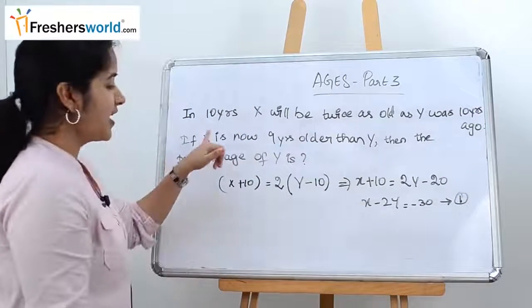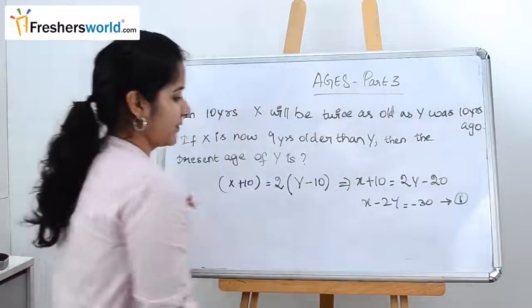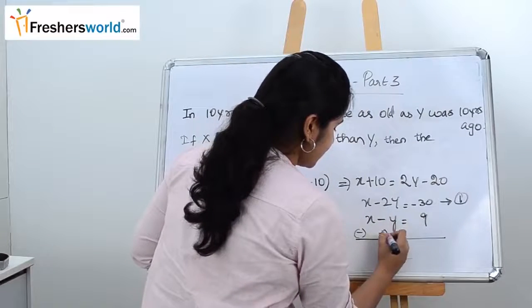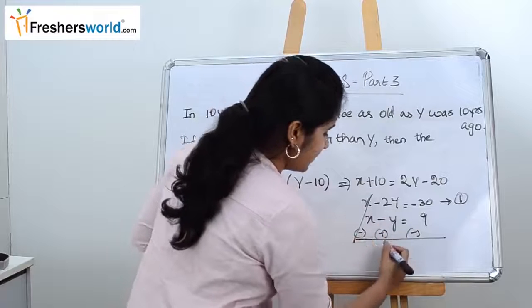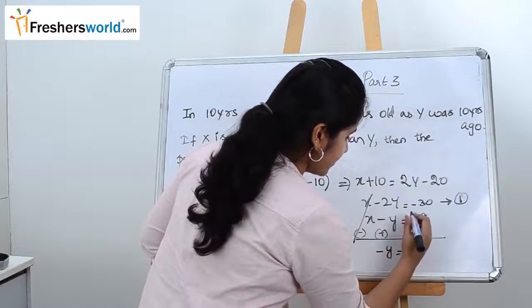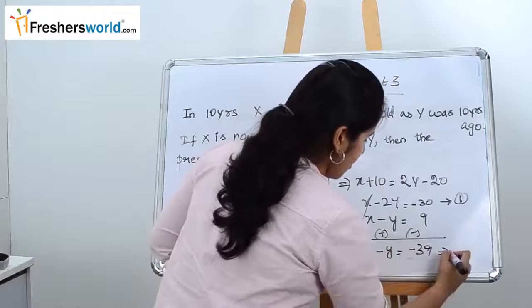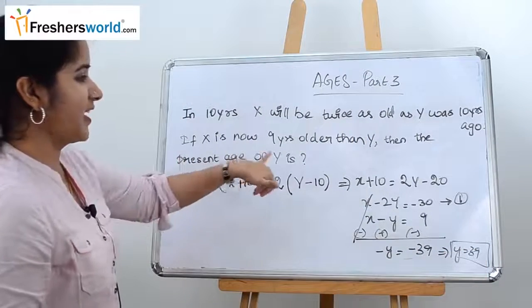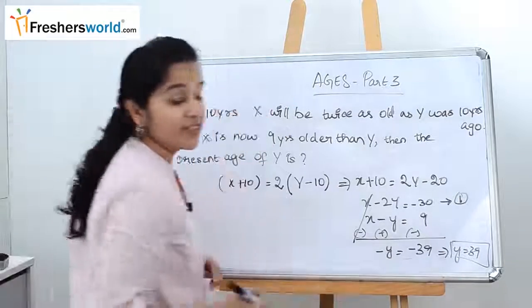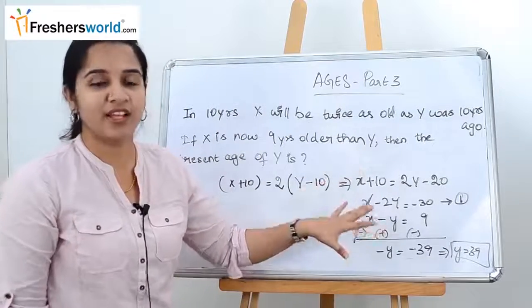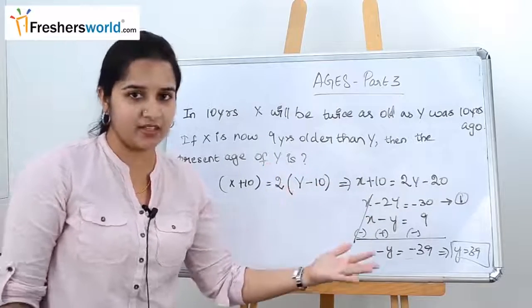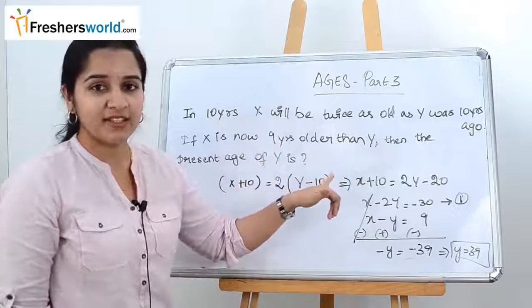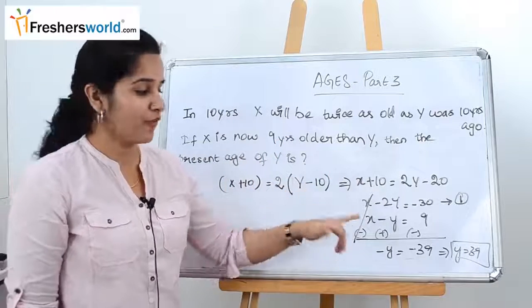What is the second equation? X is now 9 years older than y. So x minus y is equal to 9. Let's solve this. X gets cancelled. It becomes minus y is equal to minus 39. So y is equal to 39. What are they asking? What is the present age of y? So the present age of y is nothing but 39. Similarly, in this question they can ask what is the age of y after 10 years or before 10 years or various other years given. So always make sure that, before selecting the answer, you read the question one more time to finalize your answer.